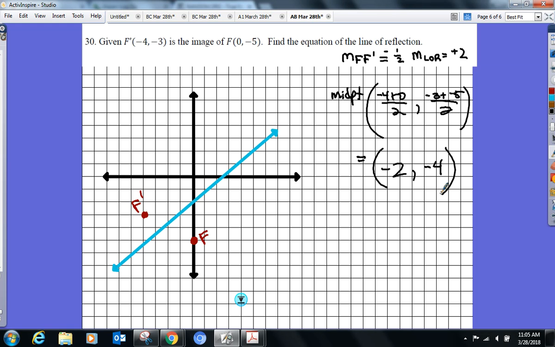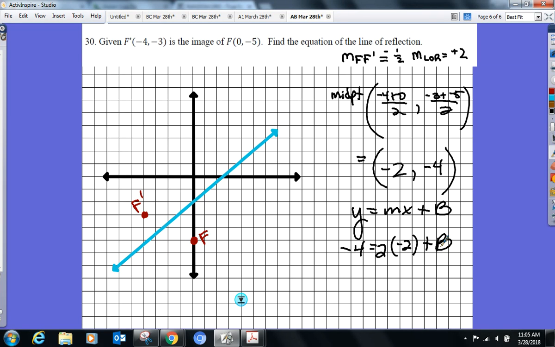All right, so I know the slope's 2. The only thing I'm missing is the y-intercept. To find the y-intercept, I use y equals mx plus b. Anybody know a y coordinate it goes through? This is why I found the midpoint, by the way. What's a y coordinate this goes through? -4. The slope was 2. The x coordinate it goes through is -2.